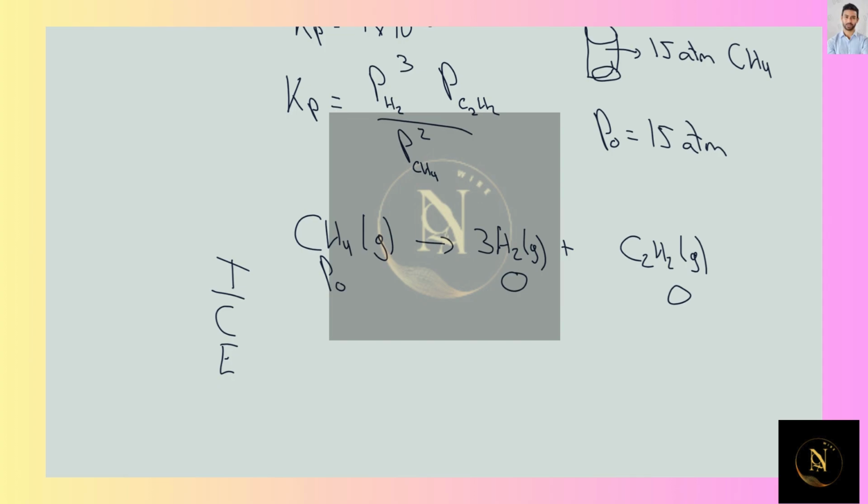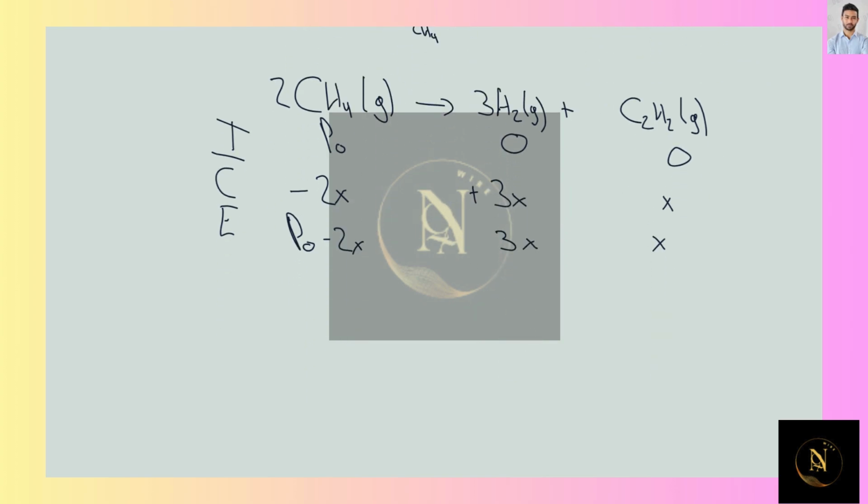We're going to have 0 of the products of the decomposition. The amount of change that we're going to have is minus 2x, because that is the amount that is going to decompose according to the stoichiometric coefficient. And over here, we're going to generate plus 3x and x. So at equilibrium, we're going to get P0 minus 2x, 3x, and x.